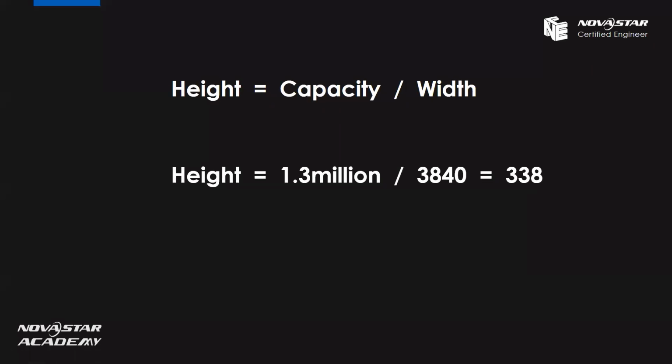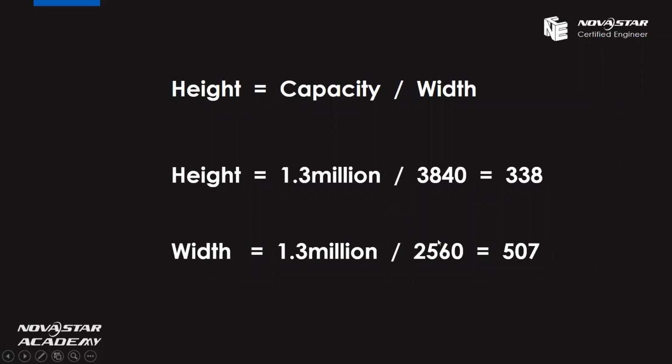And another example: if we also use one M-Control 300, and this time the max height is 2560. So what about the width? We can also use this formula. The width is equal to the capacity divided by the height. So we use 1.3 million pixels divided by 2560. After calculating, we can get the width is 507. Okay, so I think this part is easy for you.